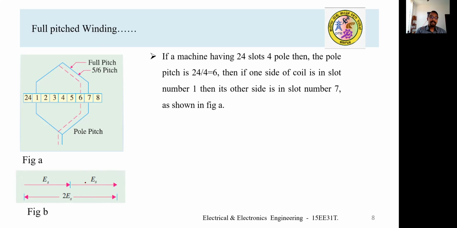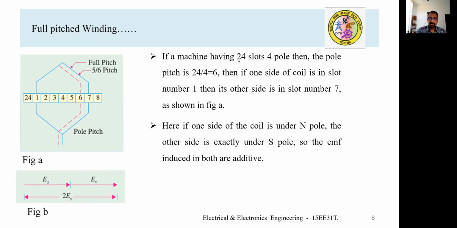As I told you, this is the voltage ES induced in slot number 7. Then the total induced voltage is 2 times ES. So that example is mentioned here again. So these are the concepts regarding the full pitched winding. Hence, in case of a full pitched winding, we get more induced EMF.